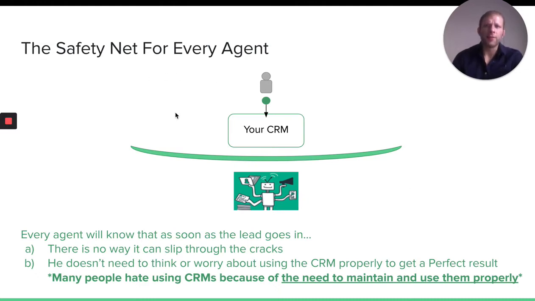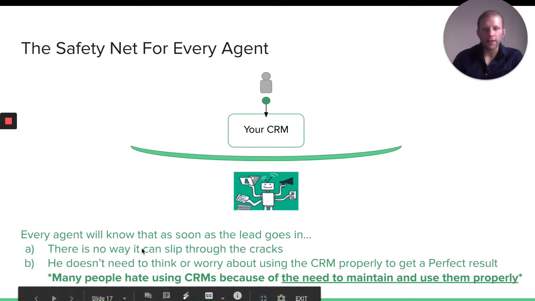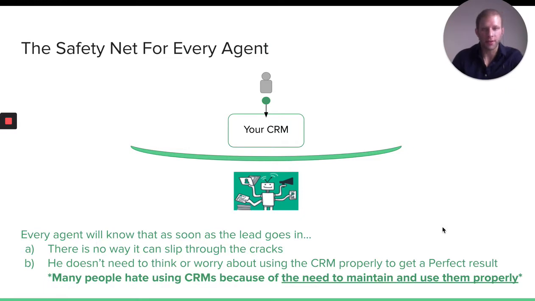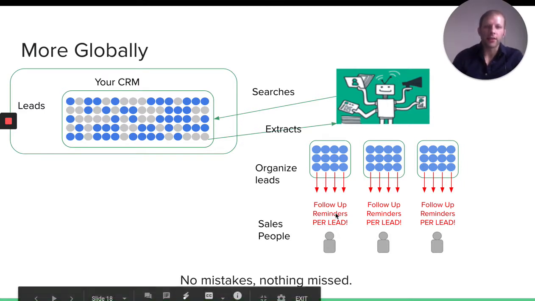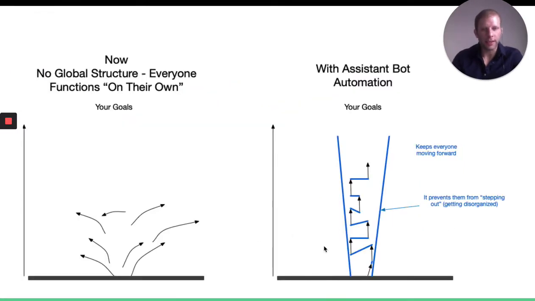It really comes down to being a safety net for every agent, and as soon as the lead is put in, you and he will know that it cannot slip through the cracks. He doesn't need to think or worry about using the CRM properly to get a perfect result, and as you know, probably many people hate using CRMs because of the need to maintain and use them properly to get the right kind of results. So more globally, the bot searches, extracts everything, organizes all the leads, and then sends out the reminders per lead to each of your agents. There are no mistakes and nothing missed.